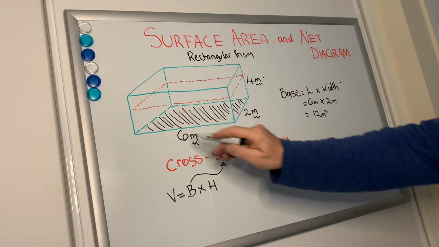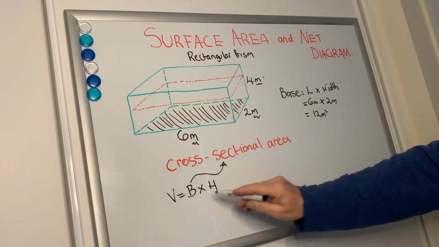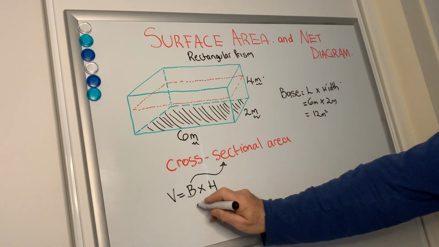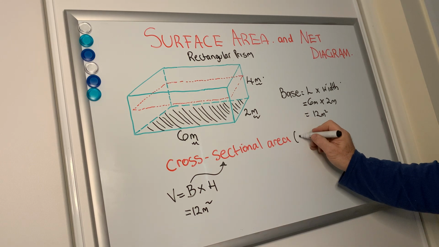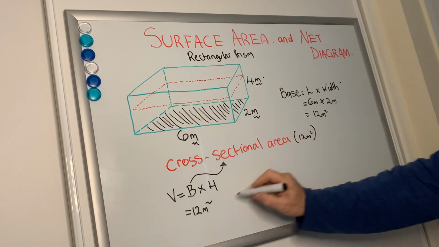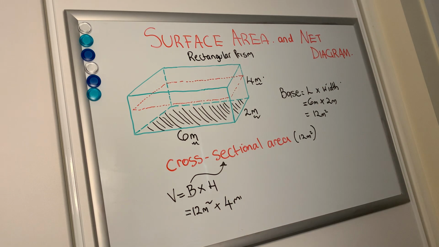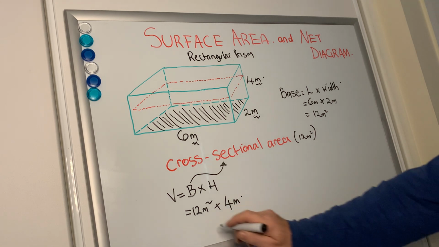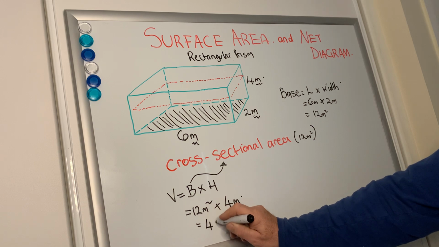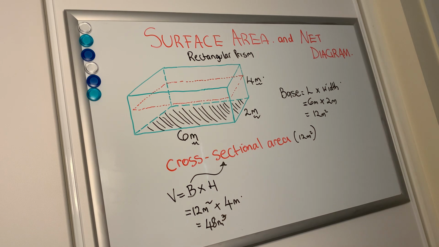But again, you can use the standard volume equal to the length times the width times the height. The base is 12 square meters, the same thing. 12 meters squared is our cross-sectional area, and then obviously times our height, which is 4 meters, which is equal to 48 cubic meters. I just thought I'd go through that as prior knowledge.